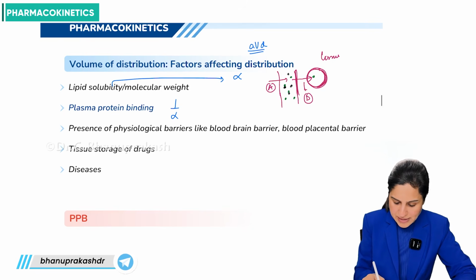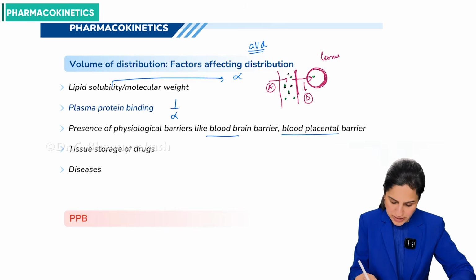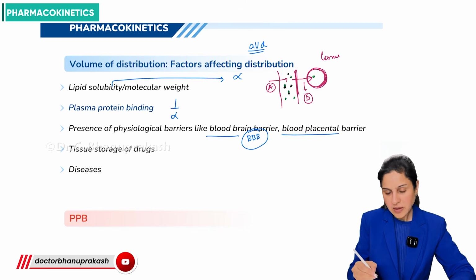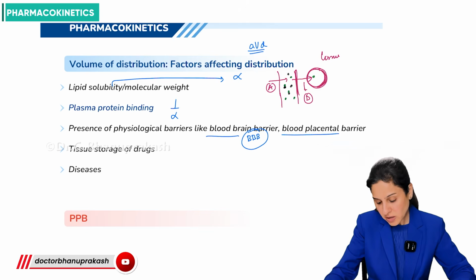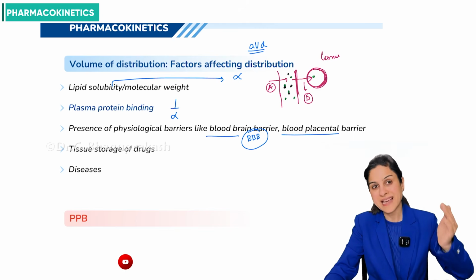Then there are barriers like the blood-brain barrier and the blood-placental barrier. These are very strict, strong barriers, especially the blood-brain barrier. So drugs cannot cross into the central nervous system because of this. Many drugs don't manage to cross into the central nervous system, so the distribution would be less there.